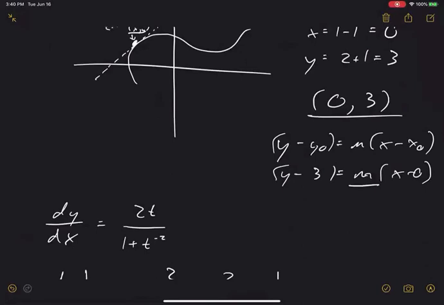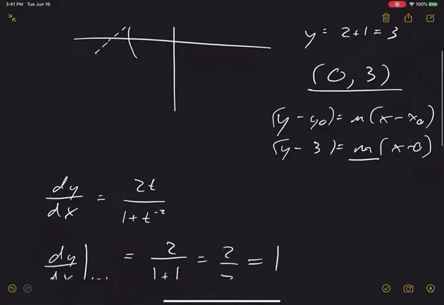Numbers 5 and 6. Let's see, number 5 is the same thing. We need the equation of a tangent line. It asks you to do it a couple different ways. They should give you the exact same answer. Number 6, again, is finding the equation of a tangent line.